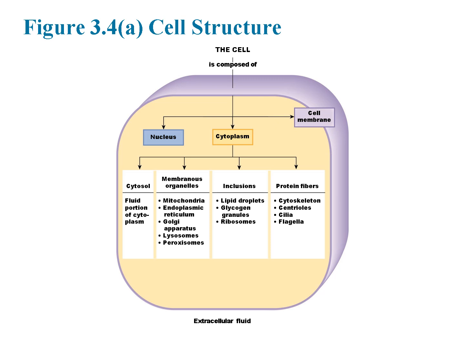Inclusions. Think of these as the storage units holding lipid droplets for energy, glycogen granules for fuel, and ribosomes, which are protein factories. Protein fibers. These include the cytoskeleton, which gives the cell its shape and structure. Centrioles, which play a role in cell division. Cilia and flagella, which are involved in movement.